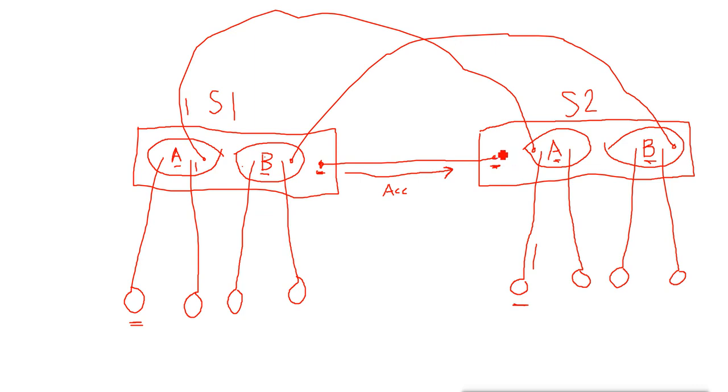Just like in this VLAN, these ports are members of VLAN 1. So they will only send and receive data from VLAN 1 to VLAN 1. They will not send data from VLAN 1 to VLAN A or VLAN B.